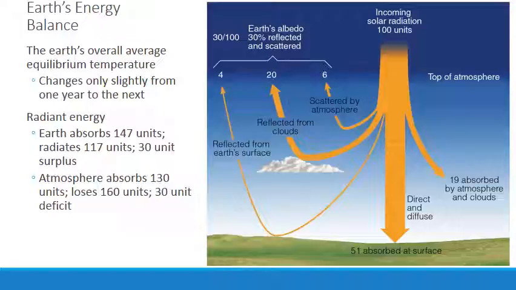The Earth's overall average equilibrium temperature changes only slightly from one year to the next. Here's the diagram from your book. For radiant energy, Earth absorbs 147 units, radiates 117, with a 30-unit surplus. The atmosphere absorbs 130 units, loses 160 units, for a 30-unit deficit. So this is a balance.